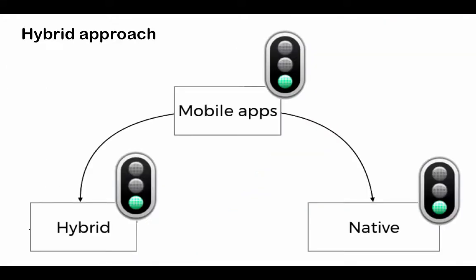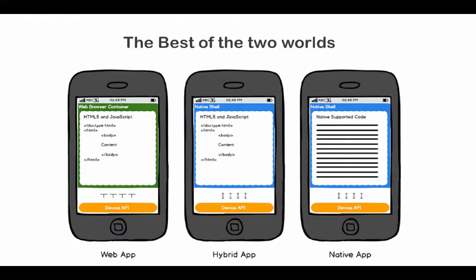As we mentioned previously, to build an application, you can either use the native technologies or you can do hybrid development by using web technologies to build a native application. Let's talk more about hybrid development.